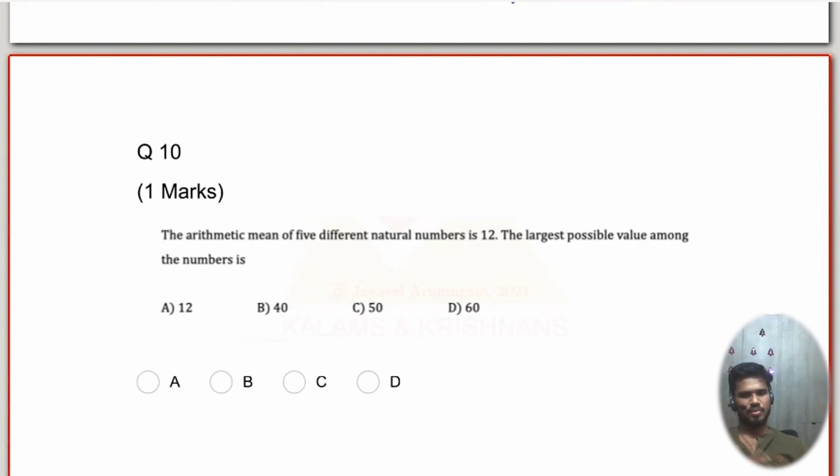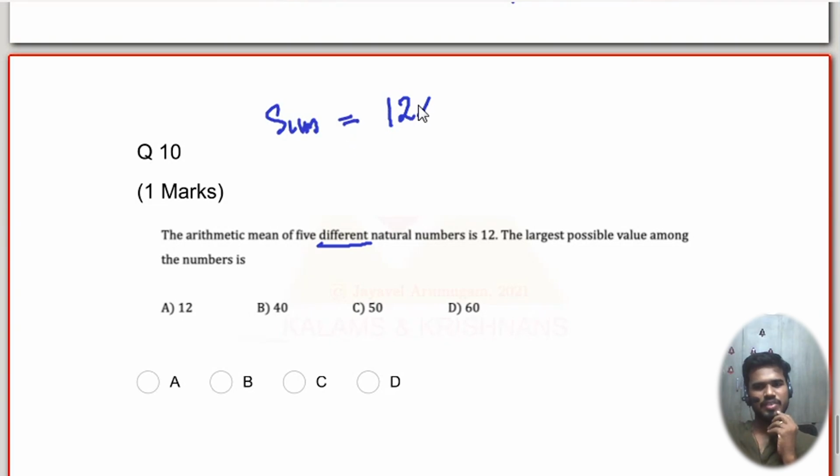See, again with a quick, concise explanation. Notice the trap here is 5 different. If not for different, you could say 0, 0, 0, 0 and 60. Mean is 12, so the sum of the numbers is 12 into 5, that is 60. If they need not be different, 4 of them are 0, 1 of them is 60, and you get the mean to be 12. 60 by 5, that is 12. But they are all different.